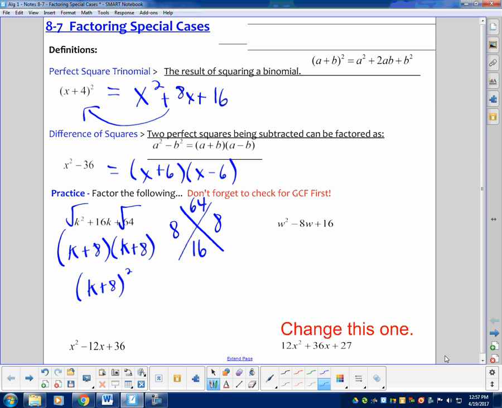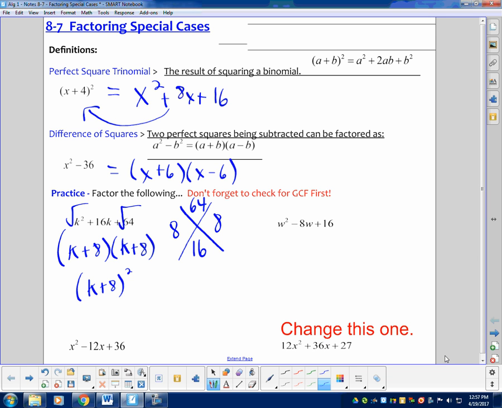Let's try it on this one. Is this a perfect square trinomial? What do you think, Titan? Is it a trinomial? Yes, it has 3 terms, right? What makes it a perfect square? Is this a perfect square? Yeah. Is this a perfect square? Yeah. Is this double the square root of this? Yes.